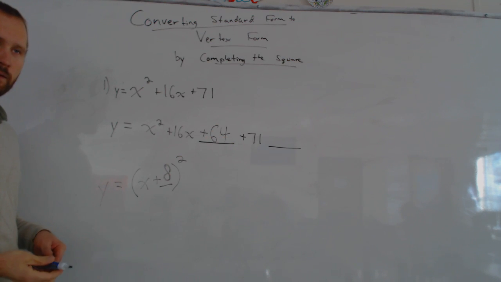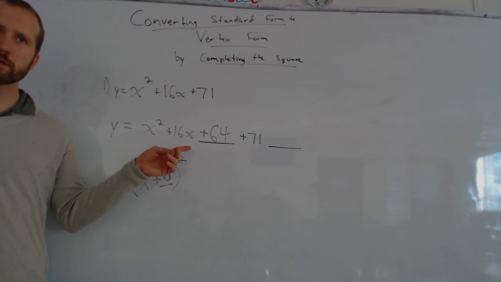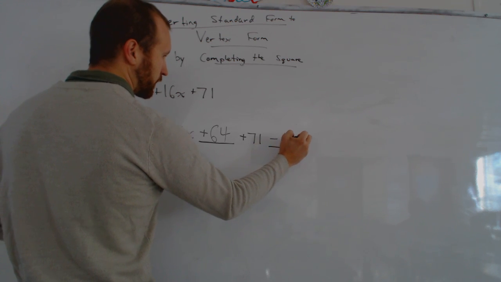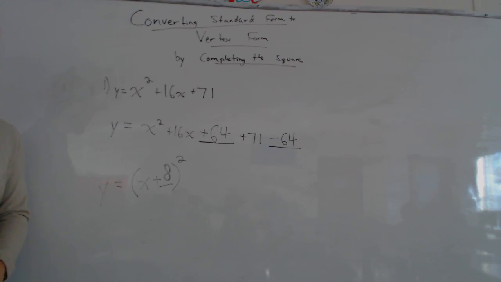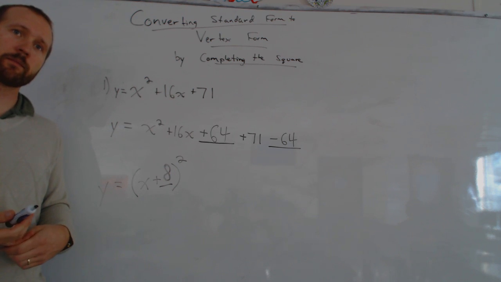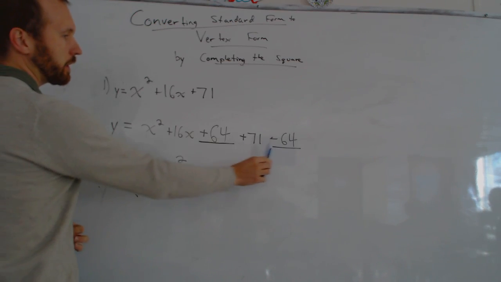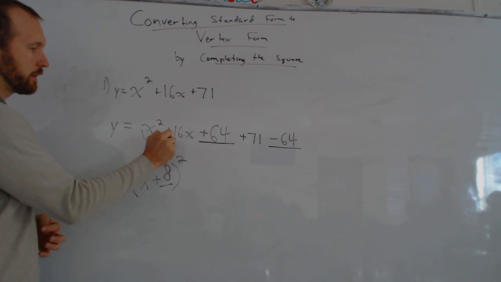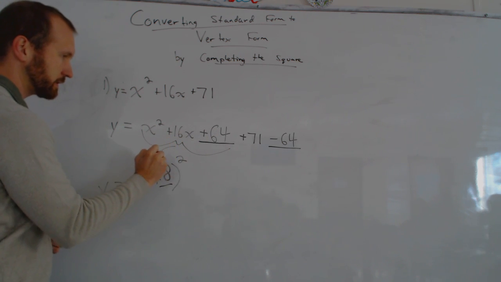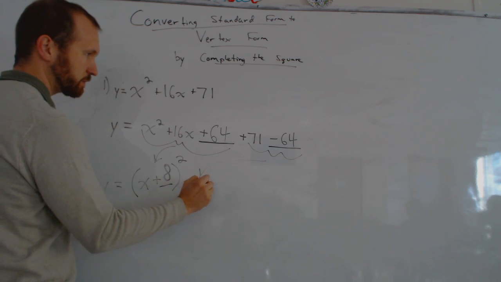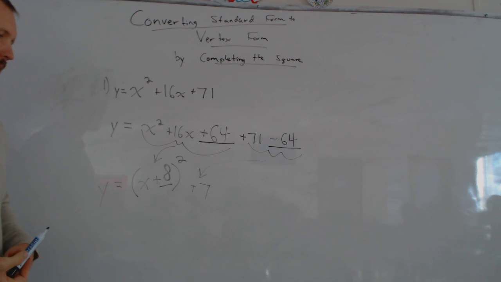But can I just add 64 to this? No. If I add 64 here, I subtract 64 over here, so that I've effectively added 0 to this problem. Plus 64 and minus 64 is 0. But because of the places that I'm adding them in, this becomes this, and this becomes my constant term, which is plus 7. And then I'm done. That's it.